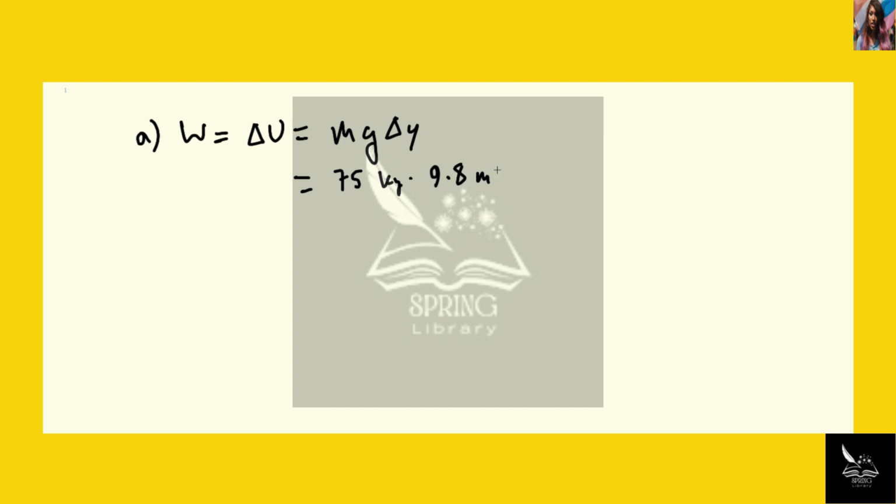Okay, the first part of the problem is very straightforward. You have to compute the work done, and that is equal to the change in gravitational potential energy of the cyclist, and that is just mass times gravitational acceleration times change in height. Mass is 75 kilograms, g is 9.8 meters per second squared, and change in height is 125 meters. So you get 9.19 times 10 to the 4 joules, or about 92,000 joules for the work done.